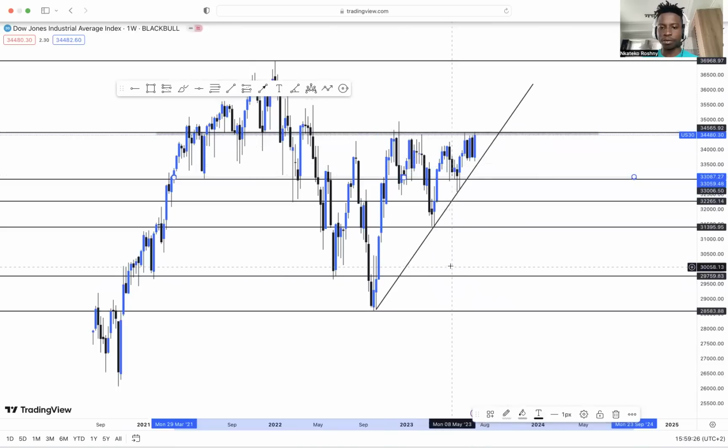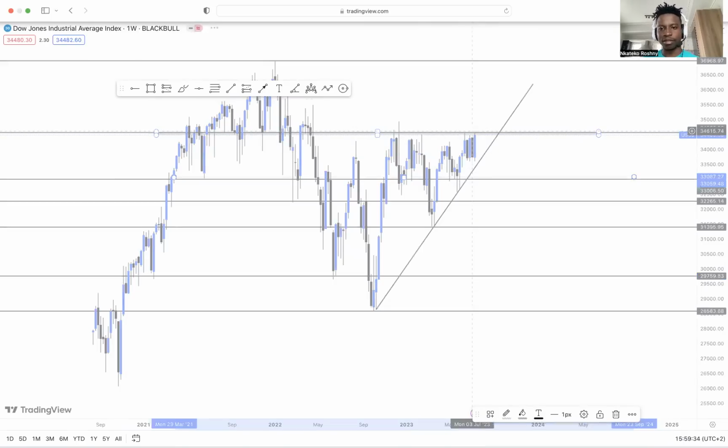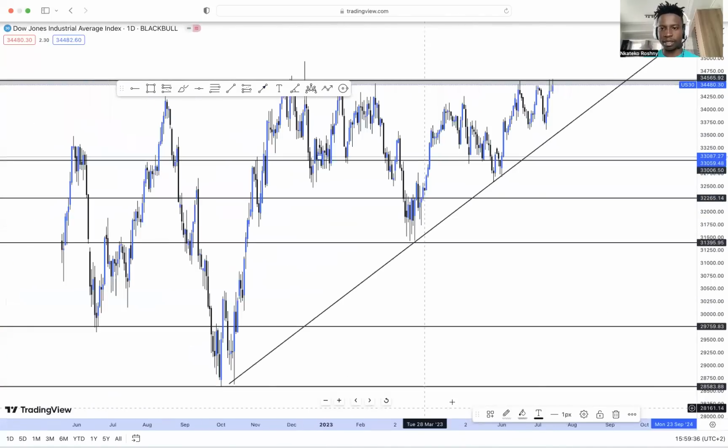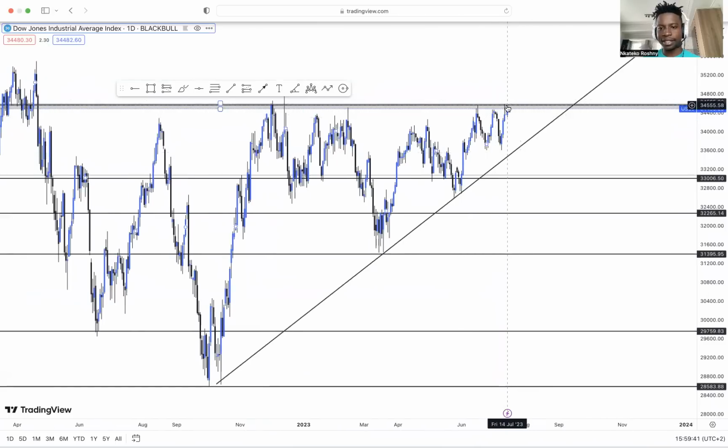Check. We touched, went to the bottom. We touched, but at the same time we went to the bottom again. That's what the problem should tell you, that we might break this resistance. Let's go to the daily time frame. This is our daily time frame. So whatever will occur here, you can see that the resistance is too strong, right?